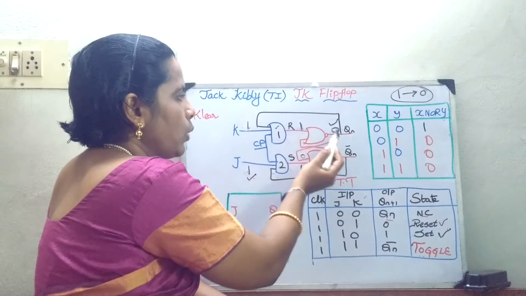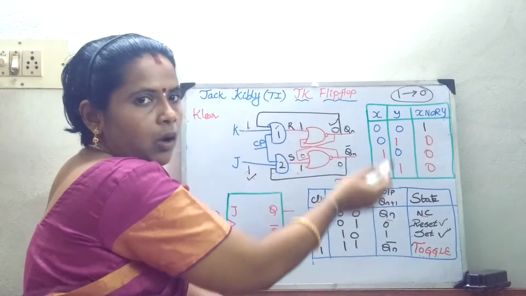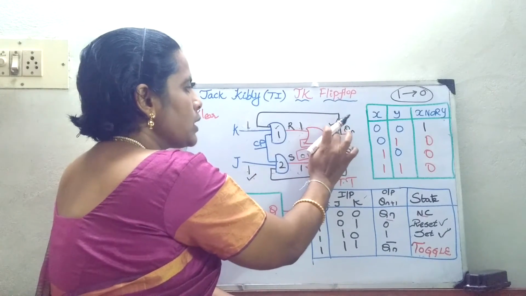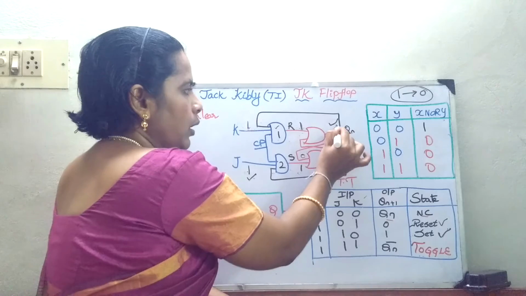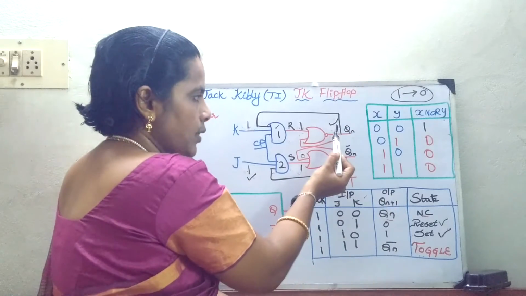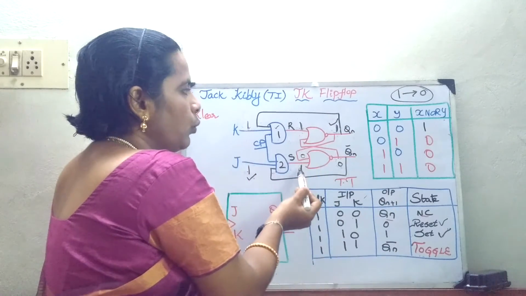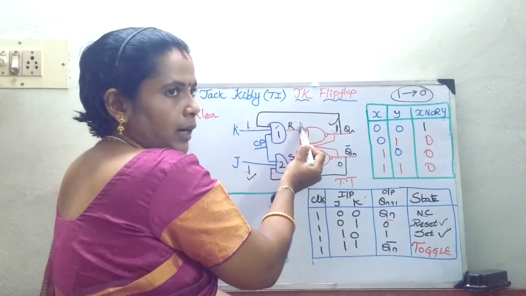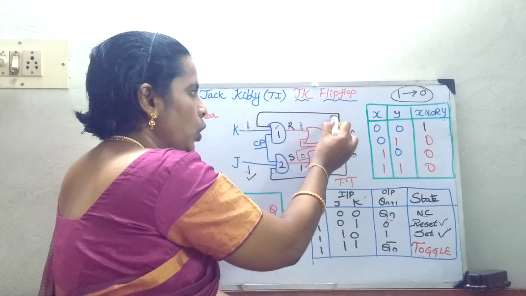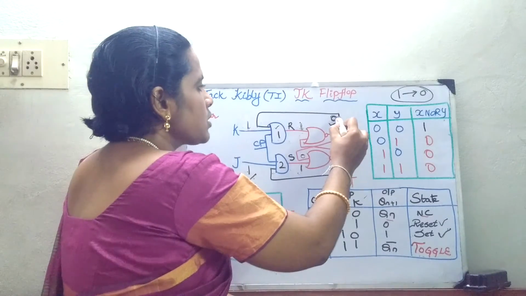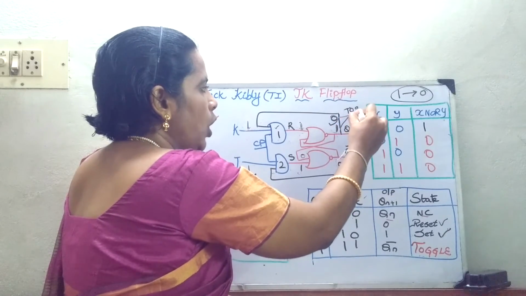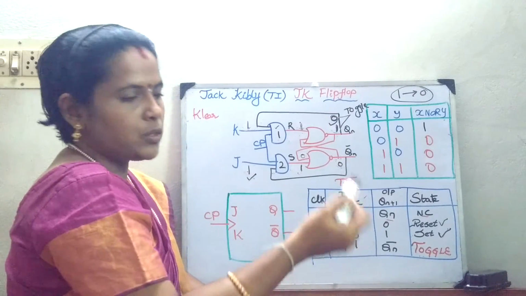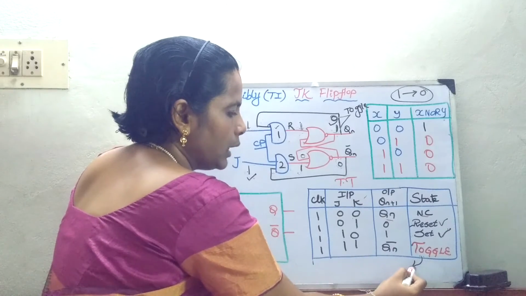If 0 then 1, if 1 then 0. So these steps go on changing. So what will happen? Initially it was in the set state. Initially, in the third condition, it was in the set state. Whenever I give 1 1, in that case what happens? Whenever I give 1 here, this changes the state to 0. So this condition is called toggling. So which was earlier 0, it will change to 1; 1 means 0. So this condition is called toggling.